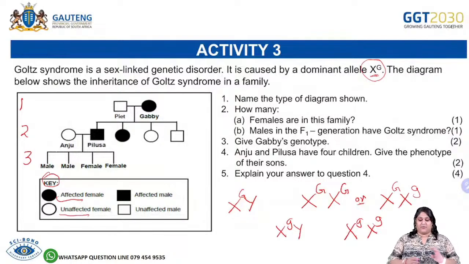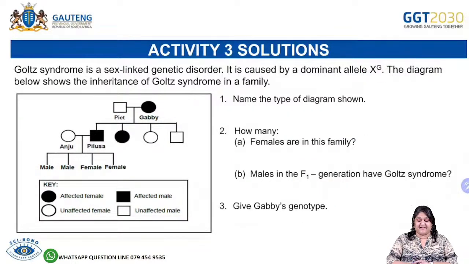So these are our questions. I'm sure you've already looked at them now that we went through it. So let's go through them step by step. Firstly, we need to name the type of diagram shown. It is a pedigree diagram, not a phylogenetic tree. It is a pedigree diagram. Please note the spelling, very important.